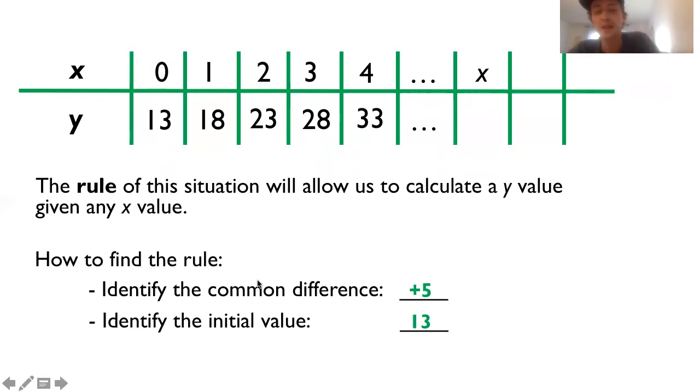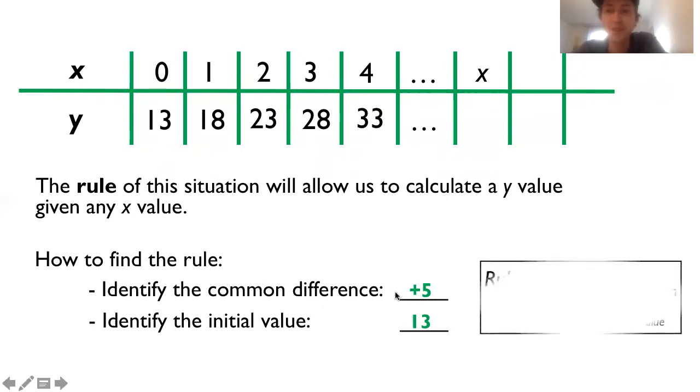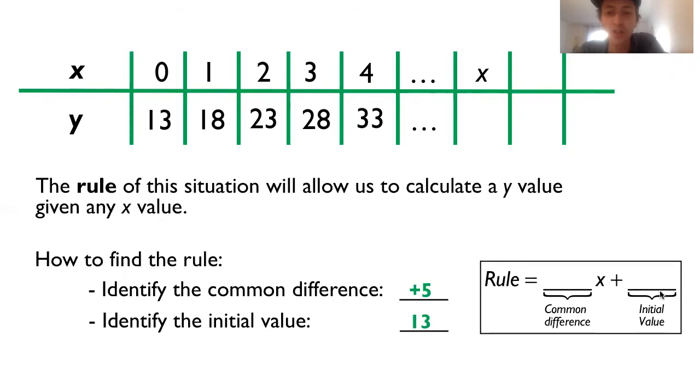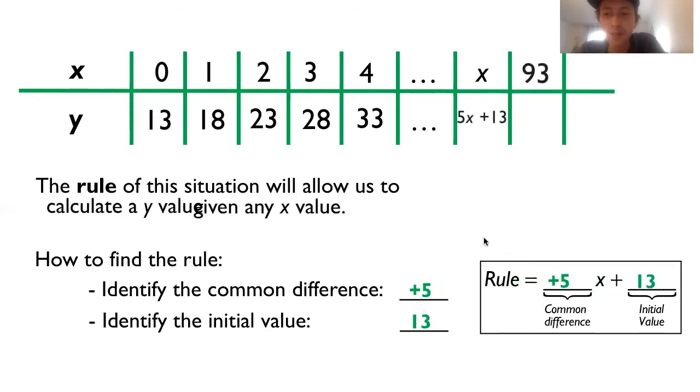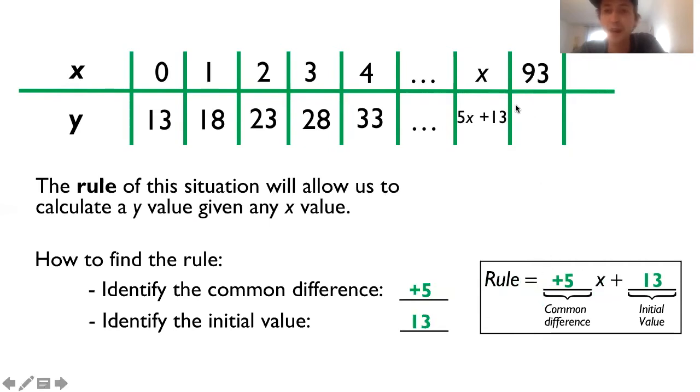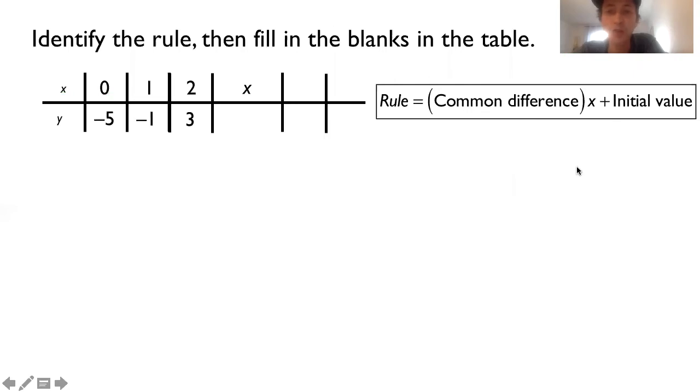Okay, so we are going to get 13. The rule is always going to look like this. It's going to be common difference times X plus the initial value. So the rule of this situation is 5X plus 13. And the great thing about that is now we can use this rule to help us find out some much higher situations. If I use 93 as the number, well, then I'm going to do 5 times 93 plus 13. And if you do that, you will get 478. So the rule will always take on this format: common difference times X plus the initial value.